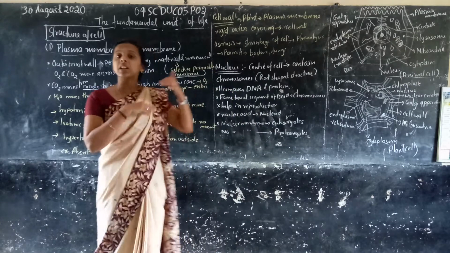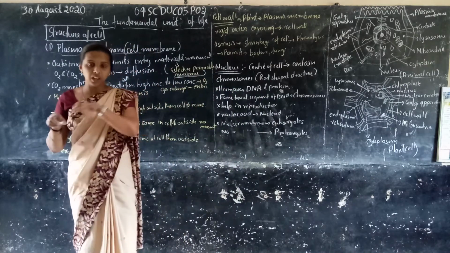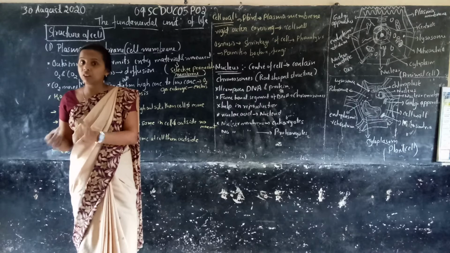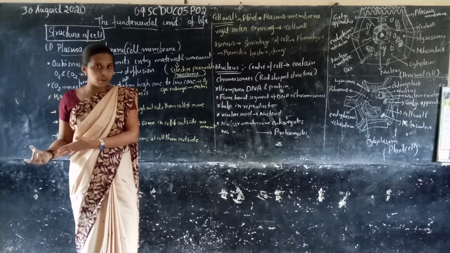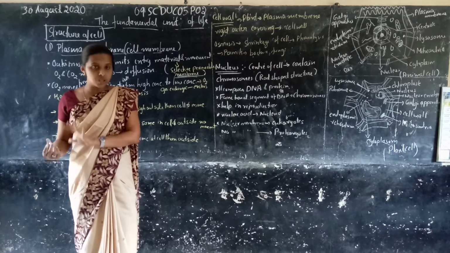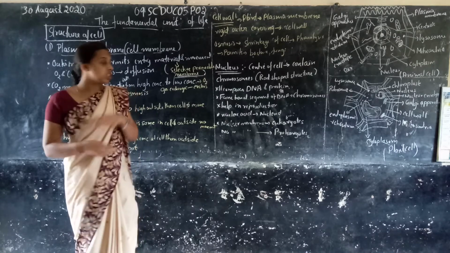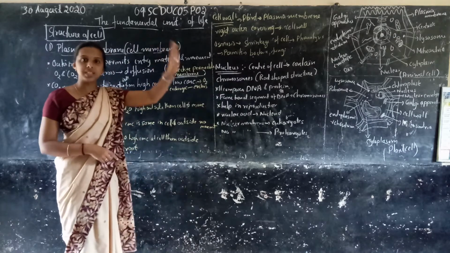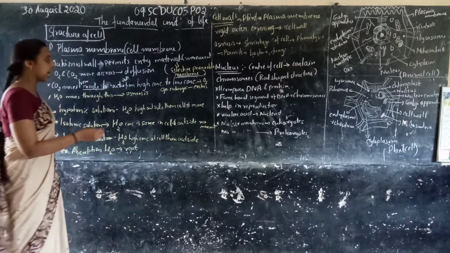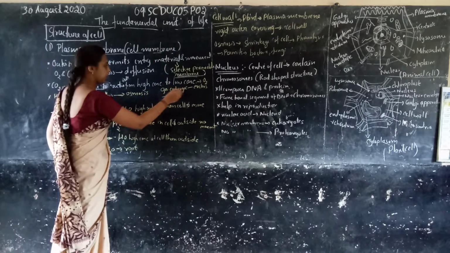At that time the oxygen enters where the concentration is low. The low concentration is inside the cell, right? Outside the cell there is a high concentration of oxygen. The high concentration of oxygen moves into the cell. So here gas exchange takes place.